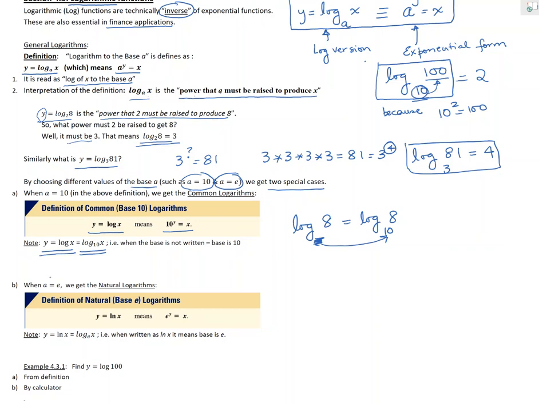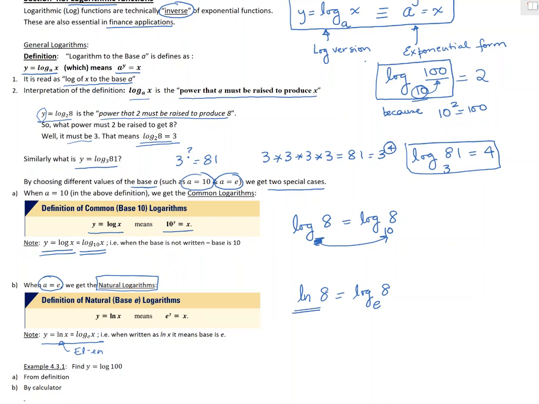Similarly, suppose a is this special number e, then we got what are called natural logs. So if you see y equals ln x, now this is pronounced as ln. So y is ln x means log of x to the base e. So suppose somebody says ln of 8. Now what they really want to say is log of 8 to base e. So this is just a simple note, a simpler notation.